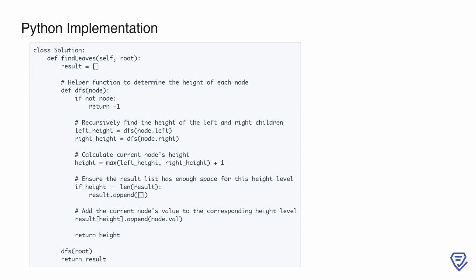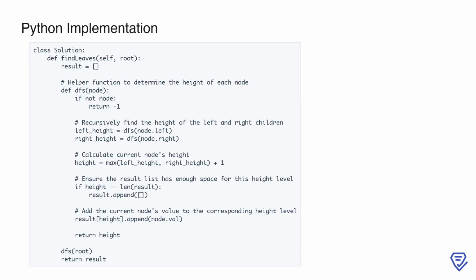2. Helper function, DFS. Inside the method, a nested helper function DFS is defined to perform a depth-first traversal of the tree. This function calculates the height of each node, the distance from the farthest leaf. 3. Base case. The base case checks for a null node.